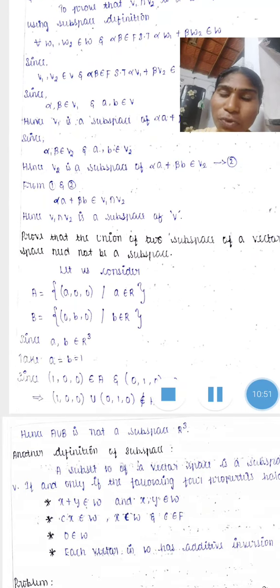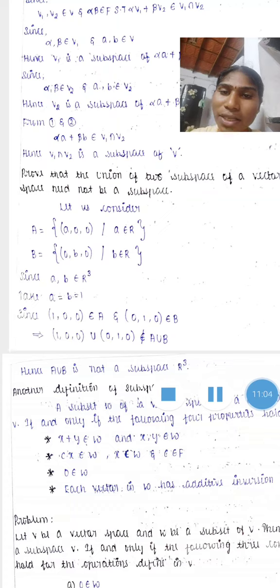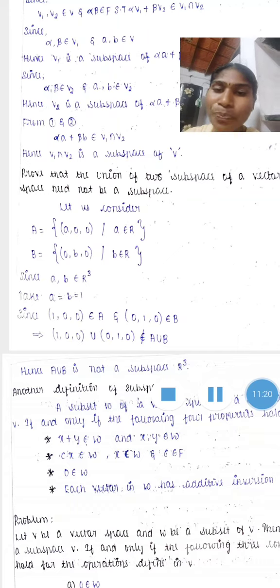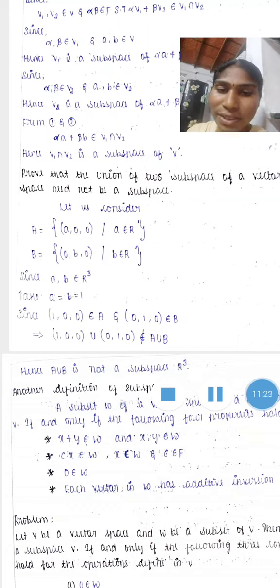Next, prove that the union of two subspaces of a vector space need not be a subspace. So the intersection of two subspaces must be a subspace, but the union of two subspaces need not be a subspace. Let's consider A equal to (a, 0, 0) and B equal to (0, b, 0). Here A and B belong to R cube. Take a equal to b equal to 1, substitute in the conditions: we get (1, 0, 0) belongs to A and (0, 1, 0) belongs to B. So here the union of the vector spaces need not belong to A or B. Hence A union B is not a subspace of R cube.